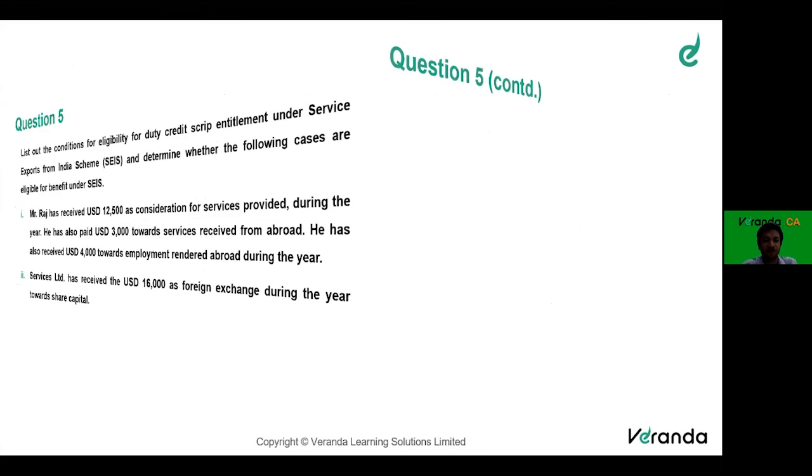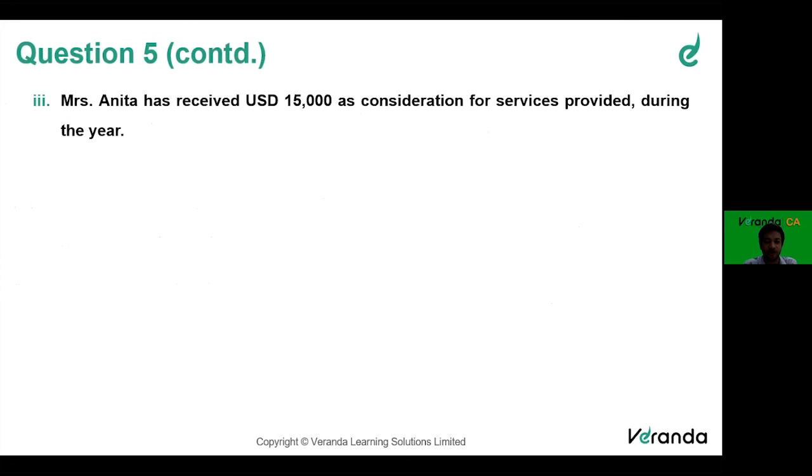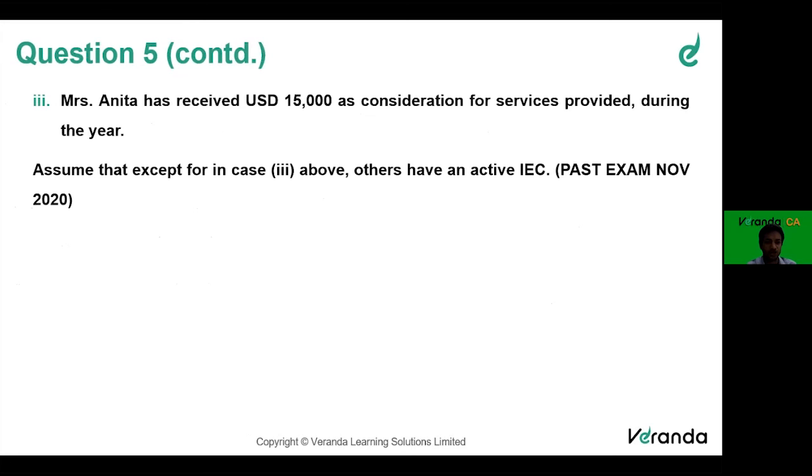Mrs. Anita has received $15,000 in consideration for services provided during the year. Assume that except for in case 3 above, others have an active IEC. So anyone wants to answer the third question? Anita's answer. Sir, in this case, IEC needs to be active. This is one of the 4 or 5 conditions, and it is one important condition. IEC should be an active IEC. Fantastic. So rightly said by Ravi.